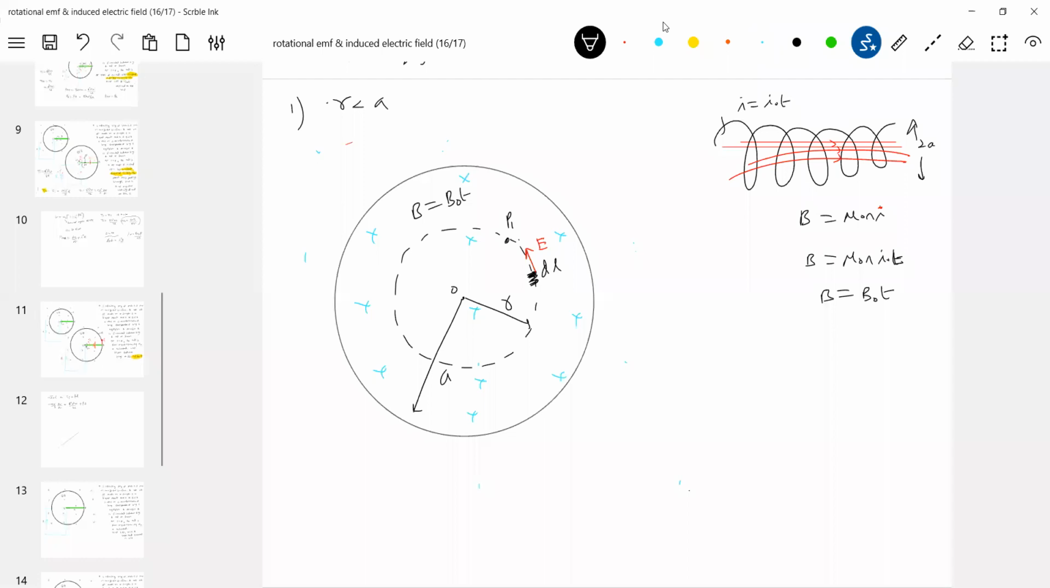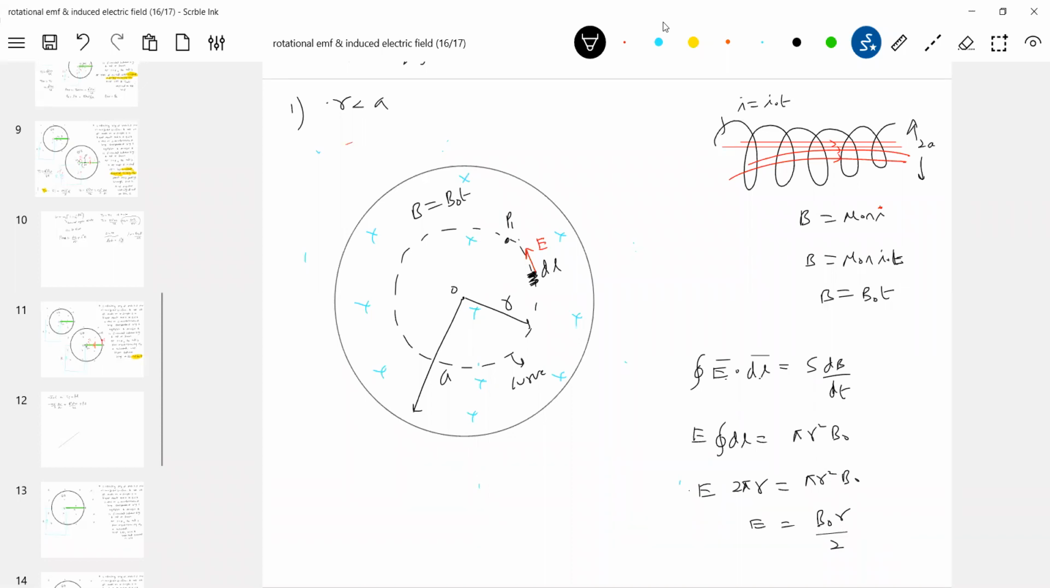So the integral of E bar dot dl is equal to S dB by dt. Everywhere E bar is parallel to dl and it's constant. So E into the integral of dl. What is S? The effective area. This is a curve, so what is the area of this? It will be pi r square. dB by dt is B naught. So this will be 2 pi r E equals pi r square B naught. So the induced electric field is given by B naught r by 2.